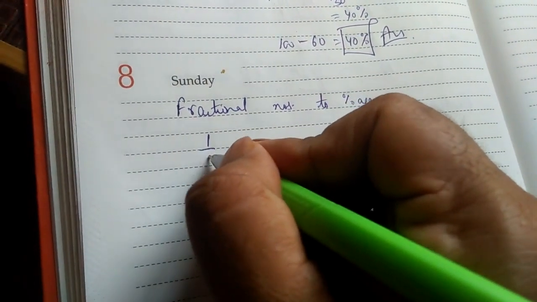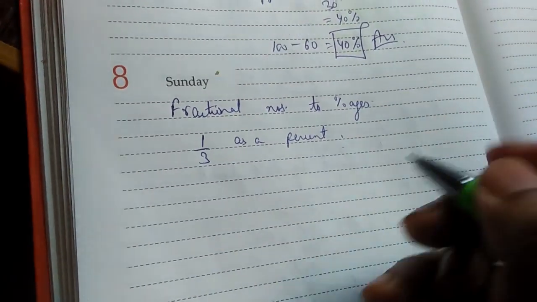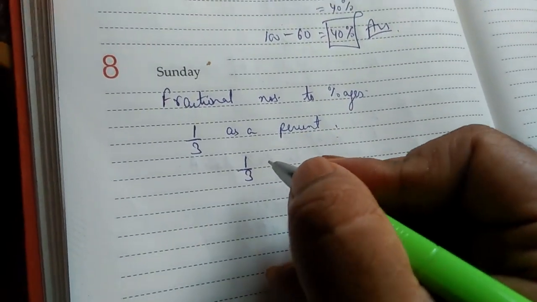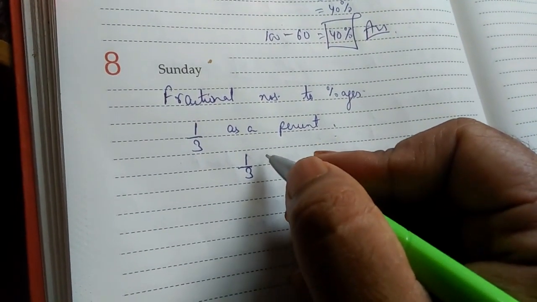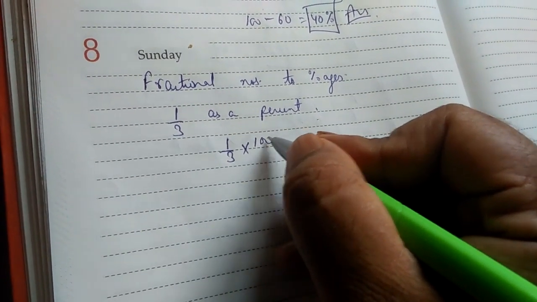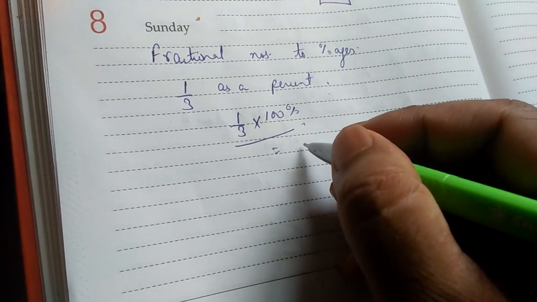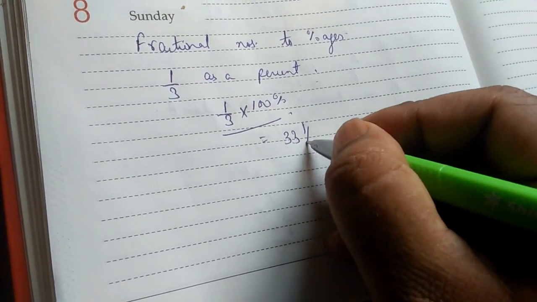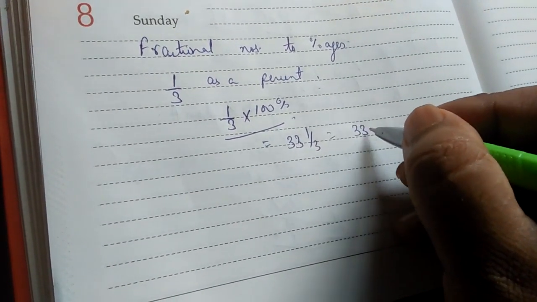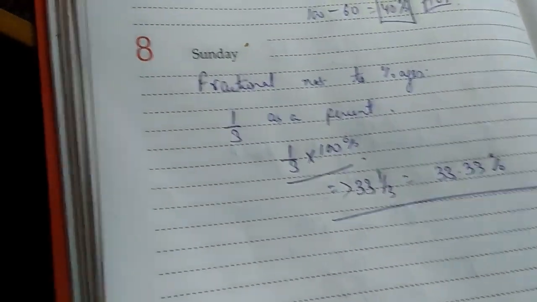So 1 by 3 as a percent. So 1 by 3 into 100%, 1/3 of something. This is 33 1 by 3 or 33.33%, depending on how you try to do it. Alright.